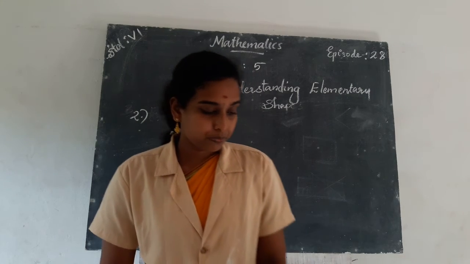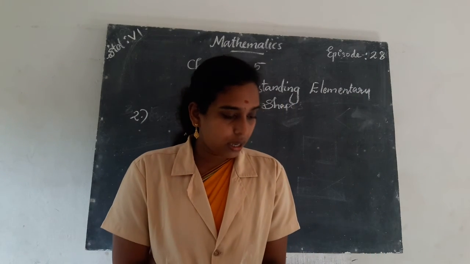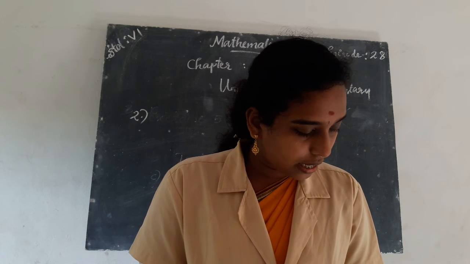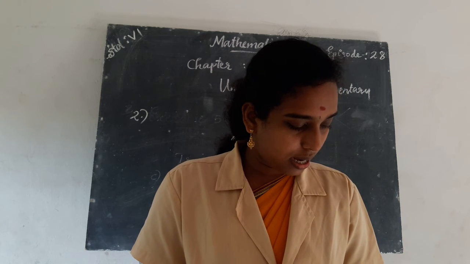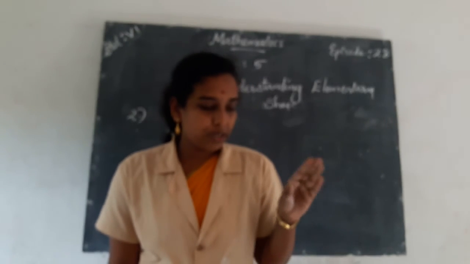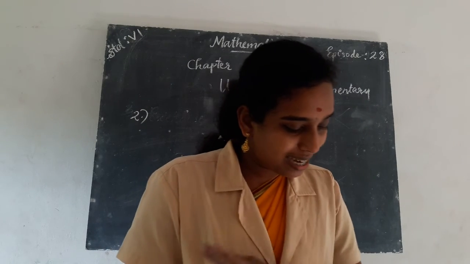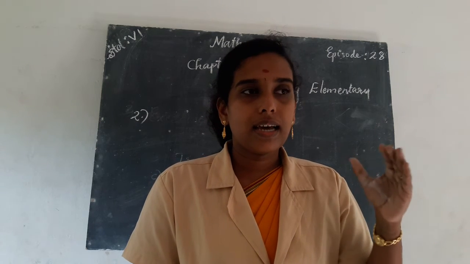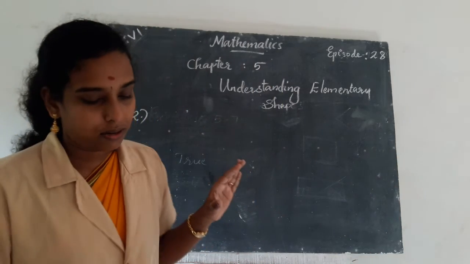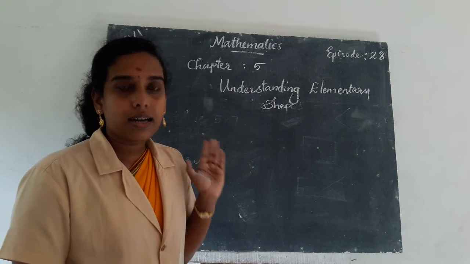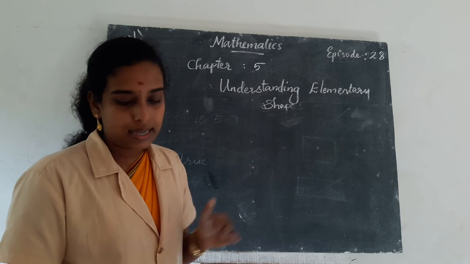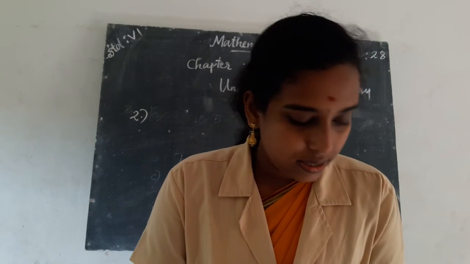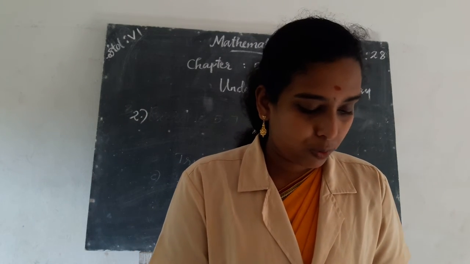Then question number 3. A figure is said to be regular if its sides are equal in length and angles are equal in measure. Can you identify the regular quadrilateral? A figure with four equal sides and equal angles is a square. A square is a regular quadrilateral because all the interior angles are 90 degrees and all sides are of equal length. So the regular figure is a square. These are the answers of exercise 5.7.